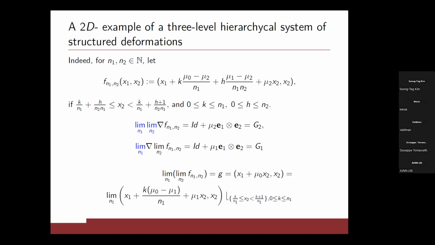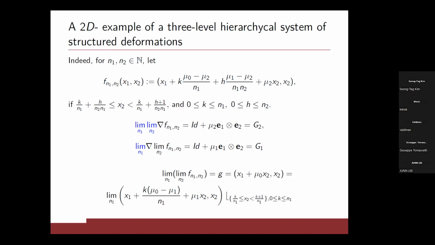One happens at level N1 and the other happens at level N2. The innermost limit is the one which is taken first, so you first send N2 to infinity and then N1 to infinity. So what happens? You can see that g is achieved as first the limit in N2 and then the limit in N1 of Fn1,n2. And clearly the entire distributional gradient of Fn1,n2 goes to the distributional gradient of g.